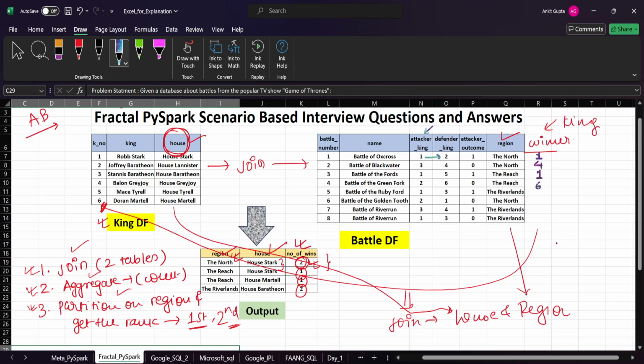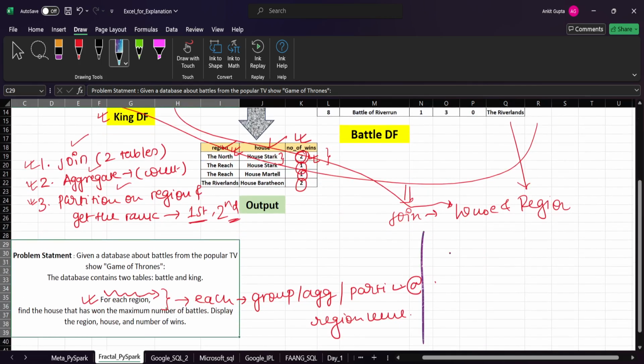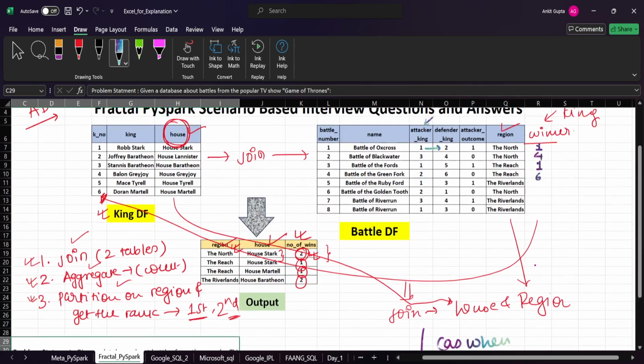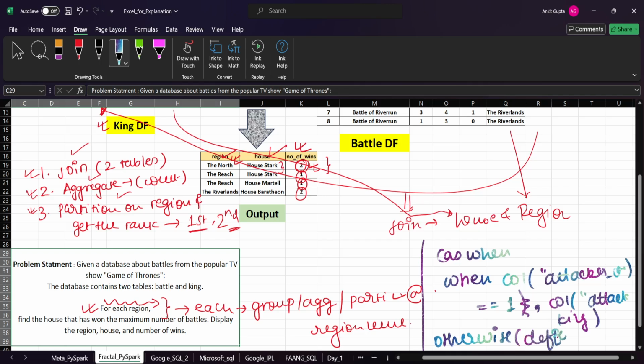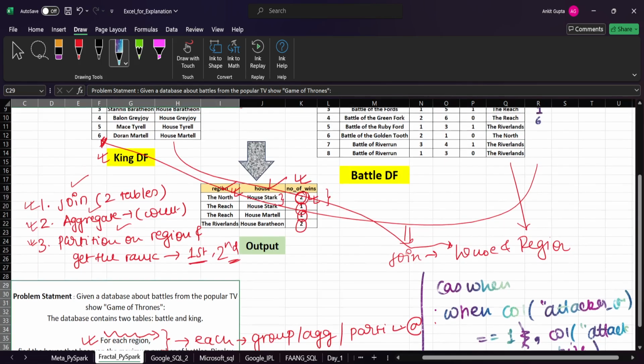So whenever it is 0, we would write the code like this for this column. In SQL we write case when, right? But in PySpark how do we write? We write when column attacker outcome is 1, then take attacker king, and when it is 0, take defender king. So when attacker outcome is equal to 1, then take column attacker king, otherwise take defender king, right? So this is how we are generating this column.